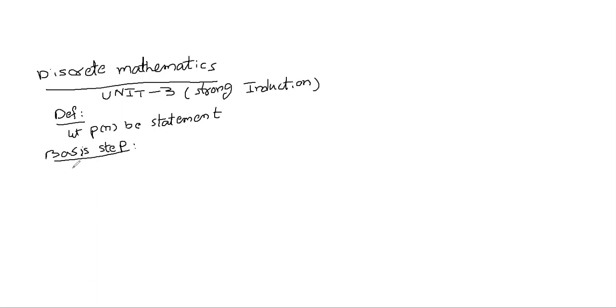So first we'll come to the definition, then we'll see what is the difference between mathematical induction and strong induction. Let P of n be a statement which we want to prove. Strong induction we can divide into two parts. First the basis step. In the basis step we have to prove P of n is true for n equal to 1.